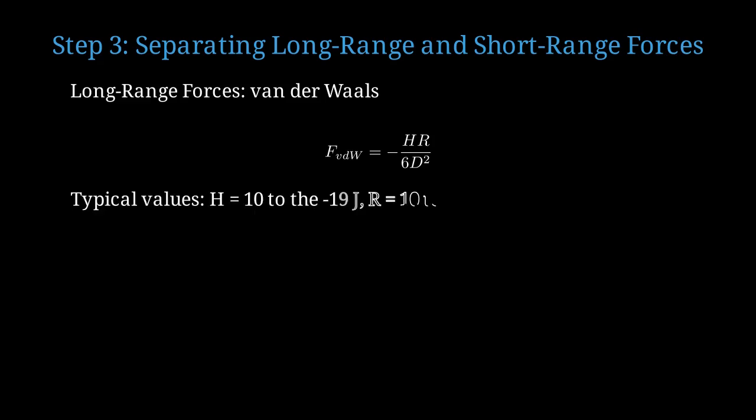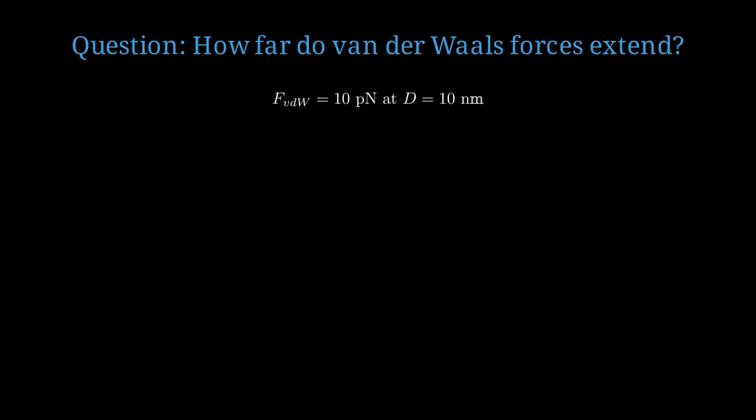Typical Hamaker constants are around 10 to the negative 19 joules for materials in air. Tip radii are typically 10 to 50 nanometers for sharp tips. An important question: how far out do van der Waals forces extend? Let's estimate. Using H equals 10 to the negative 19 joules and R equals 20 nanometers, at a separation of 10 nanometers, we get a force of about 10 piconewtons. This is detectable with a sensitive cantilever.